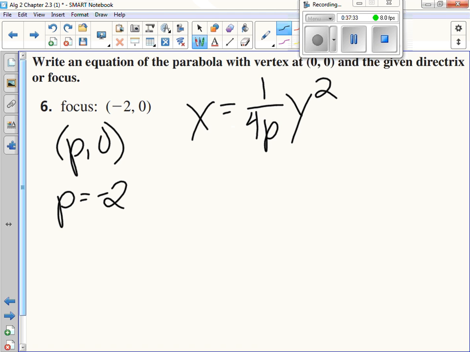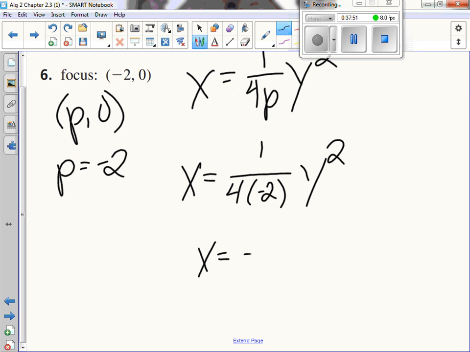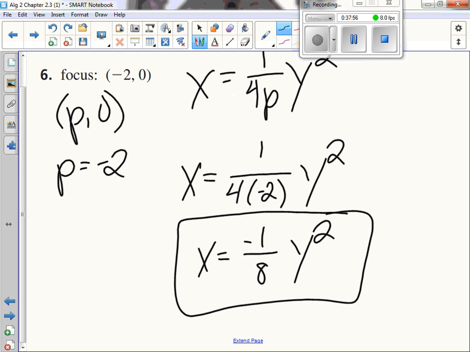Unlike with the directrix where we have the sign change, this here just tells us this is the value of p. Plug it in. We just plug it in. 4 times 2 is 8. And that's it there. We just plug that value into the function, and we get our answer. We have to simplify it a little bit, but that's all we have to do for this here.